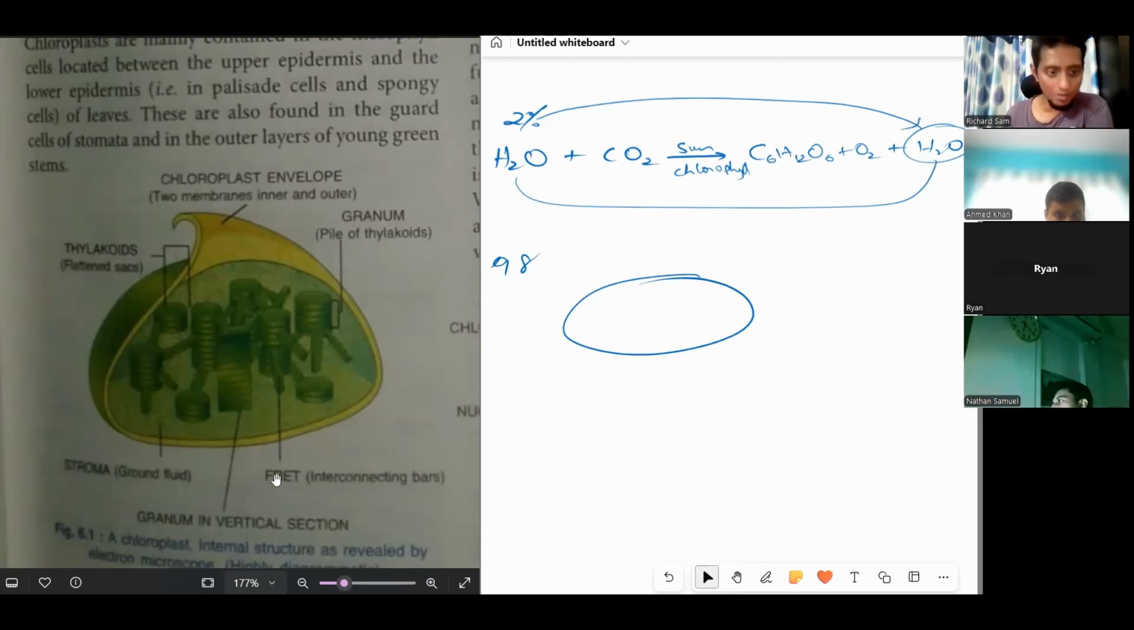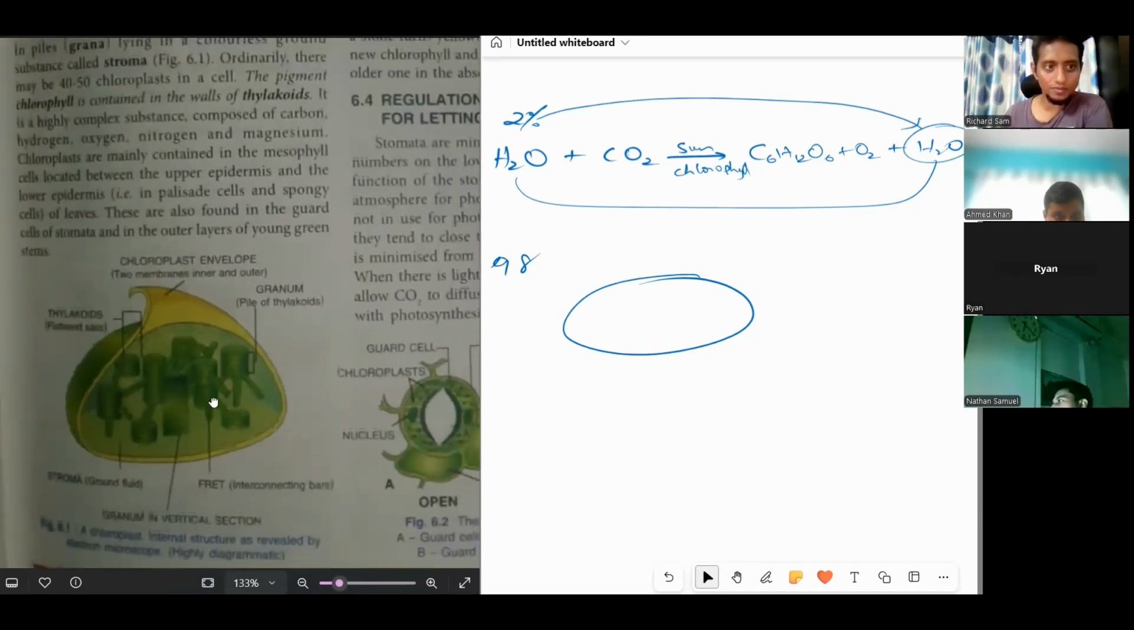Okay. Now, where is the green pigment? The pigment chlorophyll is contained in the walls of the thylakoids. These flattened sacs, on the walls of the thylakoid is the chlorophyll.